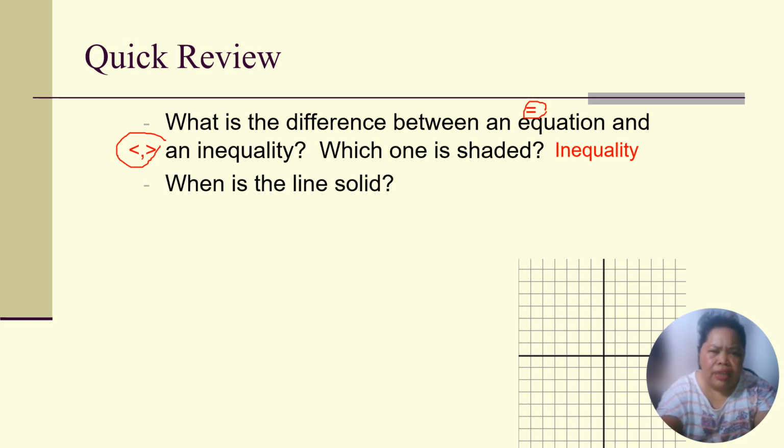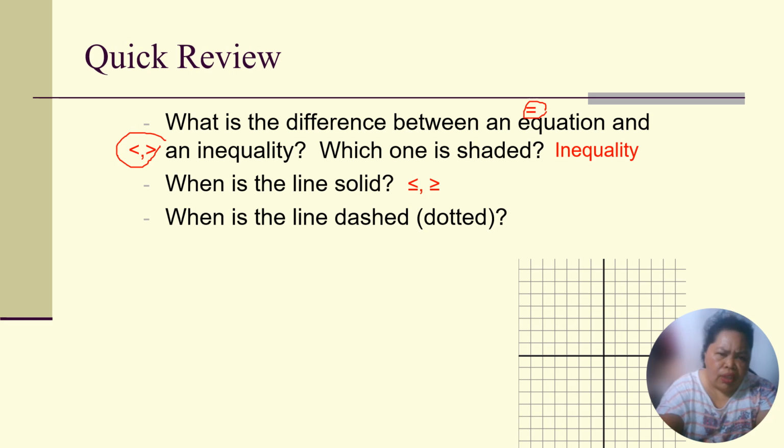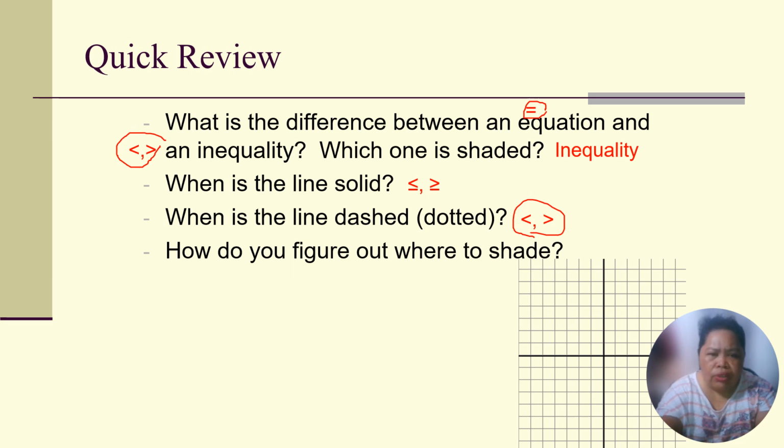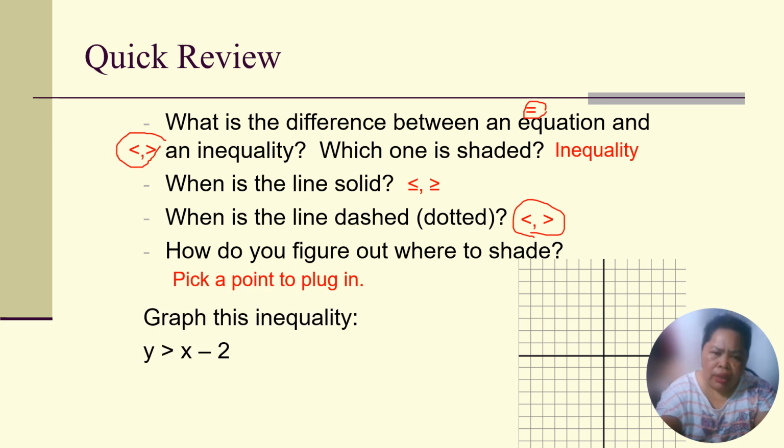When is the line solid? The line is solid if it has an equal sign here. And when is the line dashed or dotted? That is if the given inequality is like this, so there is no equal sign. Okay. How do you figure out where to shade? Pick a point to plug in.